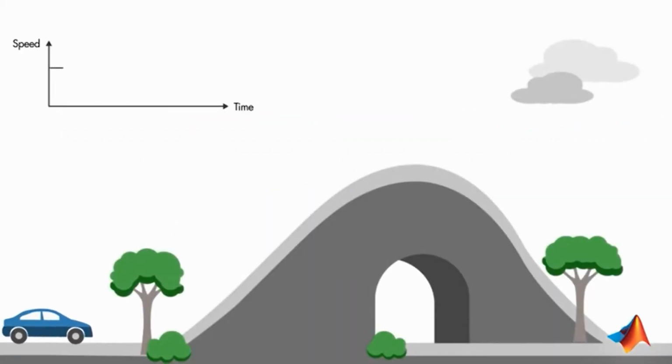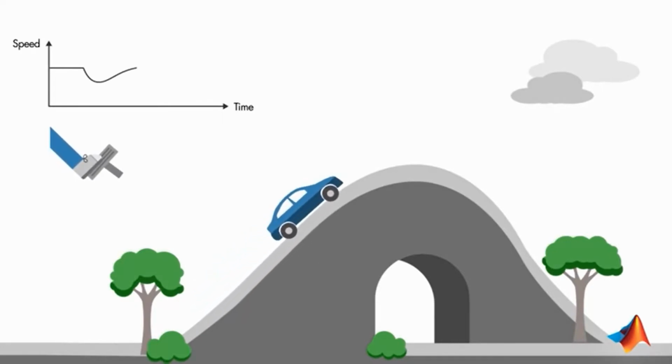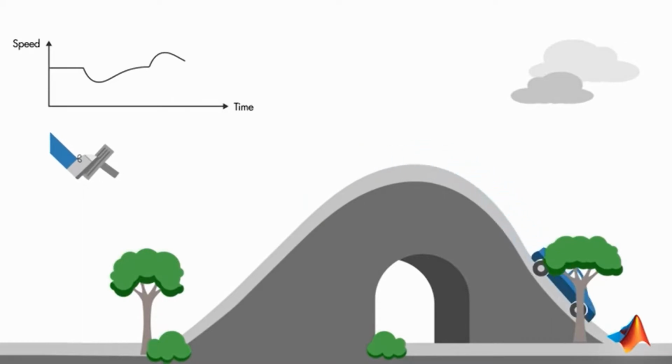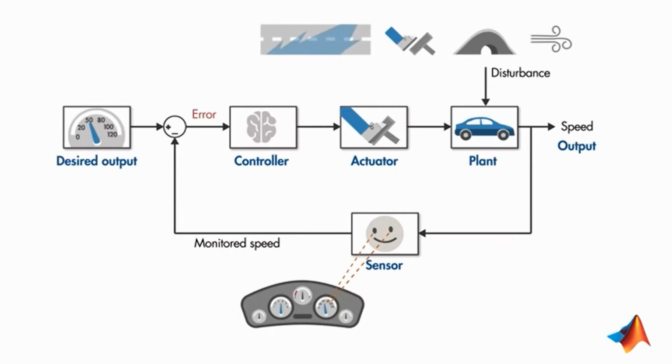Imagine you're going uphill. Your speed will start to drop due to the hill, and you will need to press down further on the gas pedal to maintain your speed. Unexpected environmental changes causing the system output to behave in an undesired way, such as the road grade in this example, is called disturbance. Similarly, a sticky gas pedal, icy roads, or windy weather act as disturbance on the car.